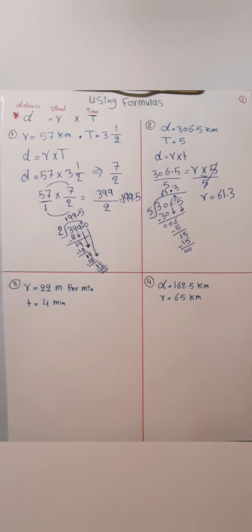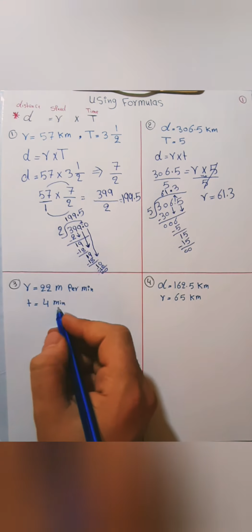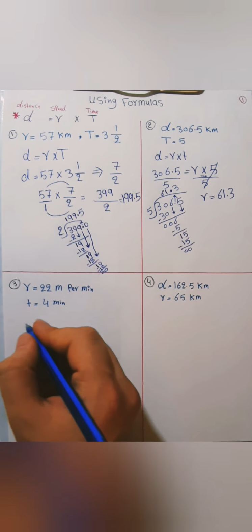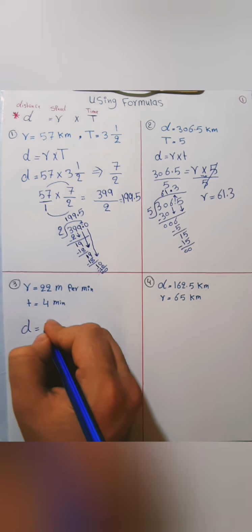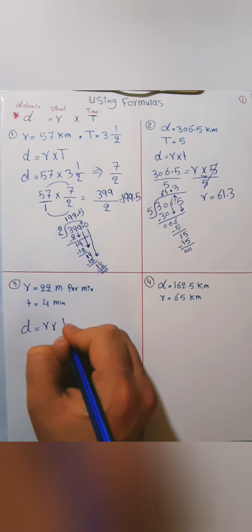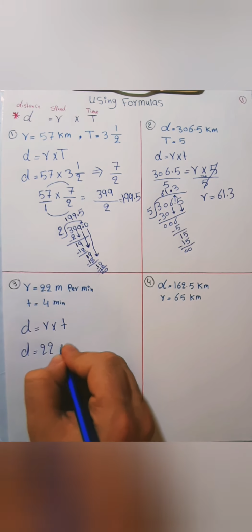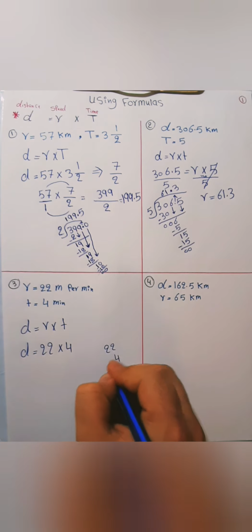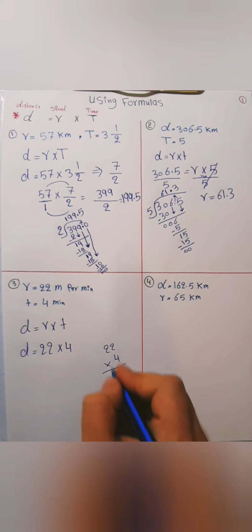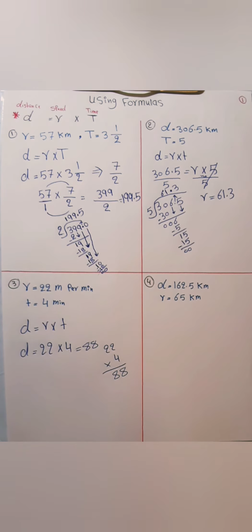Another example, number 3. We have speed equals 22 and time is 4 minutes per hour. So the rule is d equals r times t. D equals r is 22 times t is 4. 22 times 4. 4 times 2, 8. 4 times 2, 8. Equals 88. Example number 4.